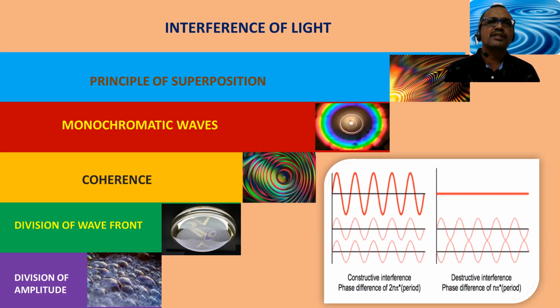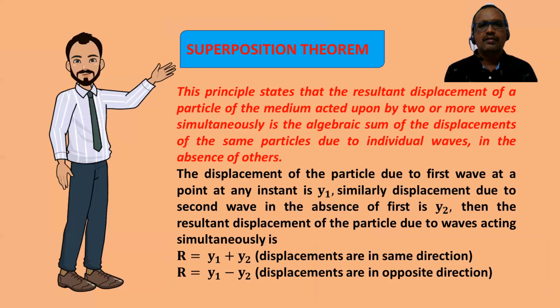So let us discuss the first topic, that is principle of superposition of waves. So this is superposition theorem. As we know, when a wave is traversed through a medium, the particles of the medium are displaced and they execute simple harmonic motion about the mean position or the equilibrium position. So whenever a wave propagates through a medium, the particles of the medium vibrate.